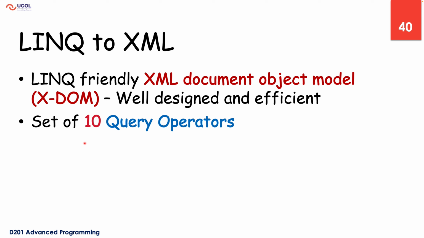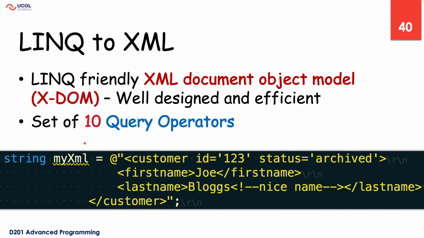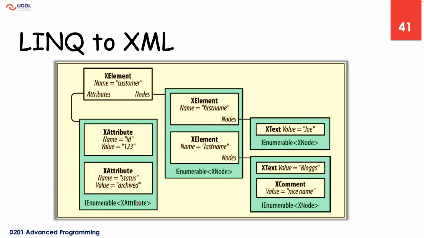We can also apply LINQ to the XML document object model, a well designed and efficient set of 10 different query operators. Here is a sample. I have a string, myXML, a sample XML in which we have first name, last name, and then the customer. We can apply this on XElements, with names equal to customer attributes, and this is the document structure.